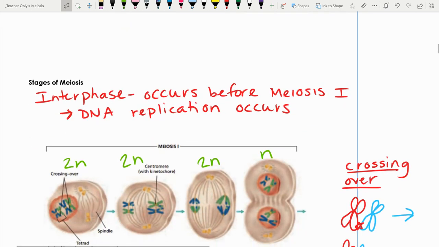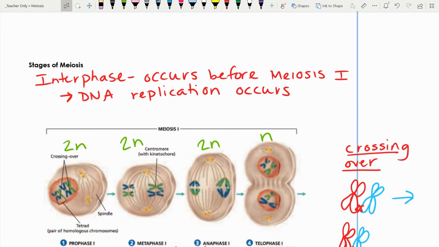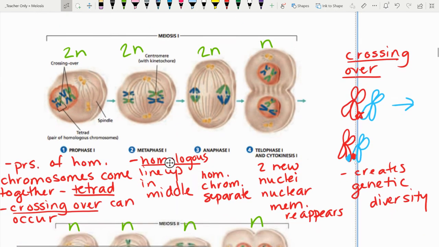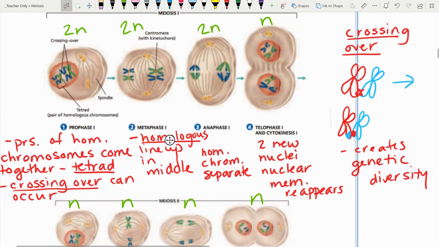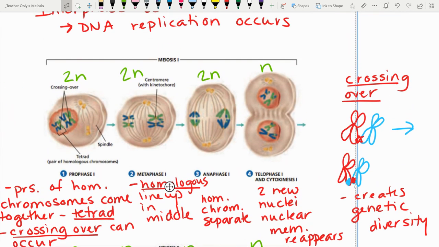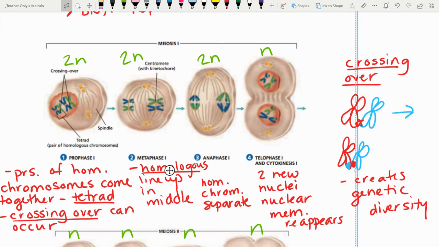Looking at the stages. Interphase occurs before meiosis 1. Just like in mitosis, this is where DNA replication occurs. Breaking this down, we have meiosis 1 at the top, and if you scroll down further, we have meiosis 2. Let's take this one at a time. A couple things happen here. Prophase 1, which comes after interphase, is where pairs of homologous chromosomes come together and form a tetrad.